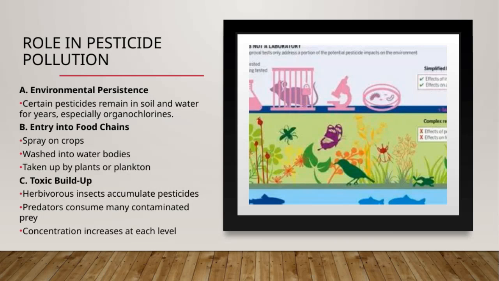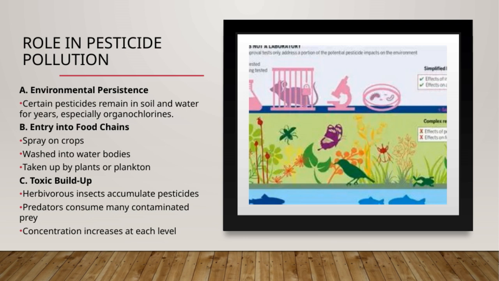Let's start with environmental persistence. Some pesticides, particularly organochlorines, can stay in soil and water for many years. This means they don't break down easily and can remain in the environment long after application. Next, let's look at how these chemicals enter our food chains. They can be sprayed directly on crops, and sometimes they're washed into water bodies during rainfall or irrigation. From there, aquatic plants or plankton can absorb these pesticides, starting the process of bioaccumulation.